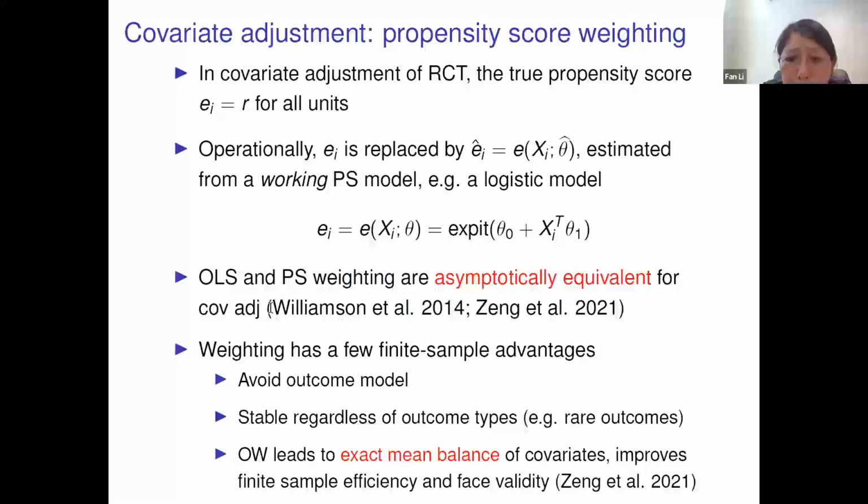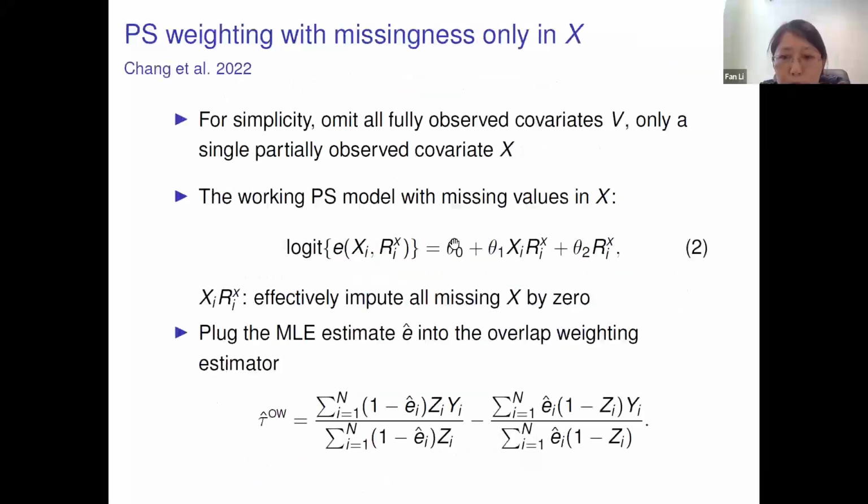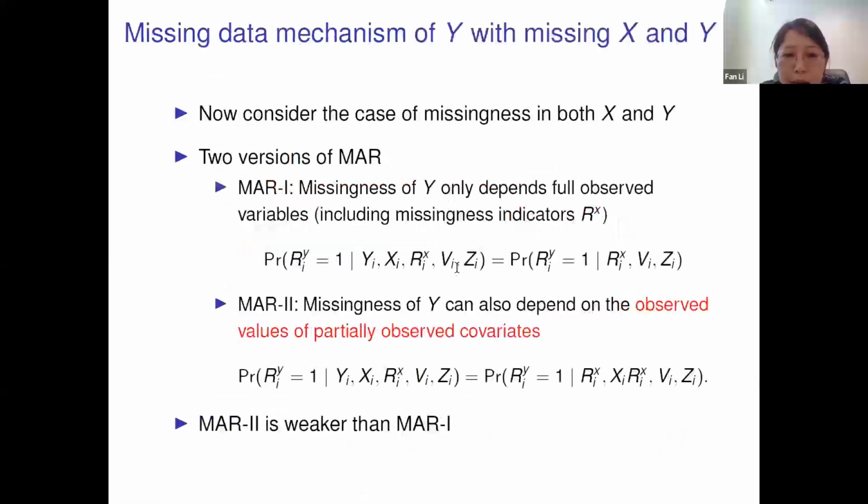Sorry, it's one of this model. Oh, it's this model. Yeah. Anyway, the key point is you need to put the missing data indicator. That's the main point. Okay.